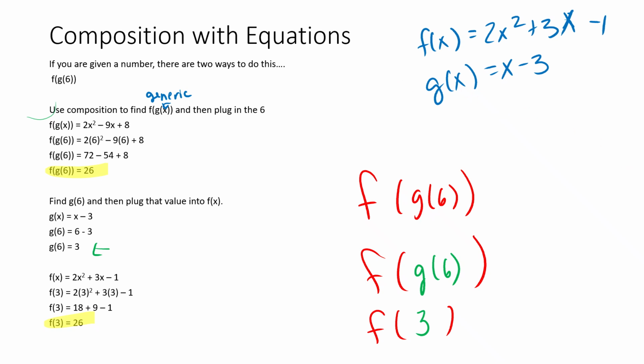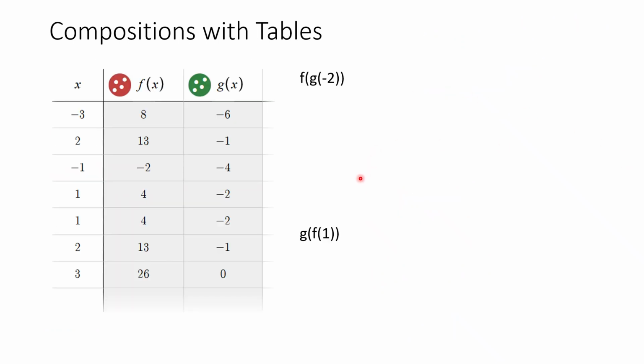And that brings us to composition with tables. So here we have a table. This was generated from Desmos. I put in my two functions and then had Desmos generate the tables. And when you're dealing with a table, you will be given a specific value. And so we're actually going to approach this the way we did on the previous slide, doing it in stages. So f of g of 2, now you could also see that as this.